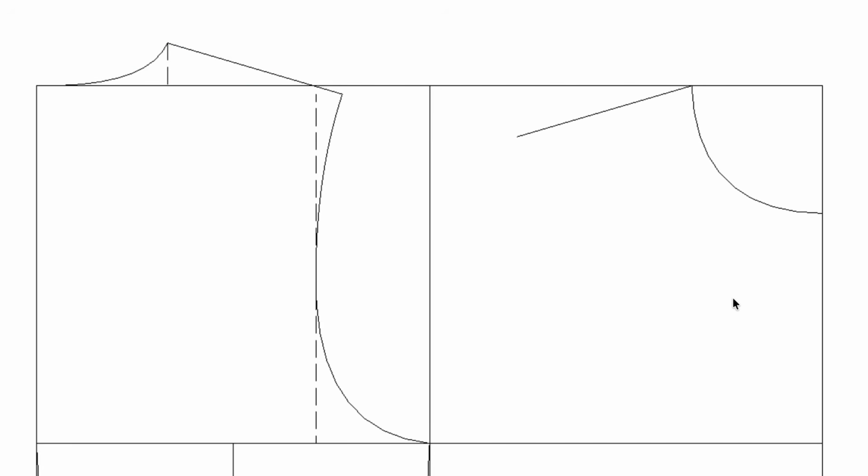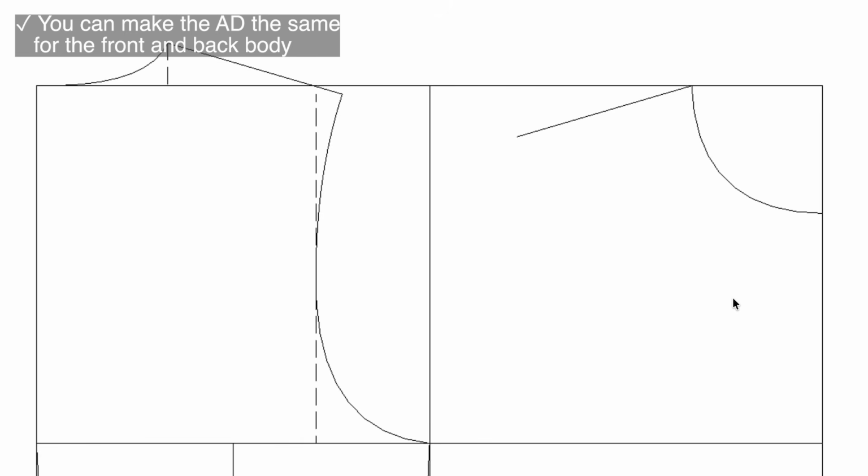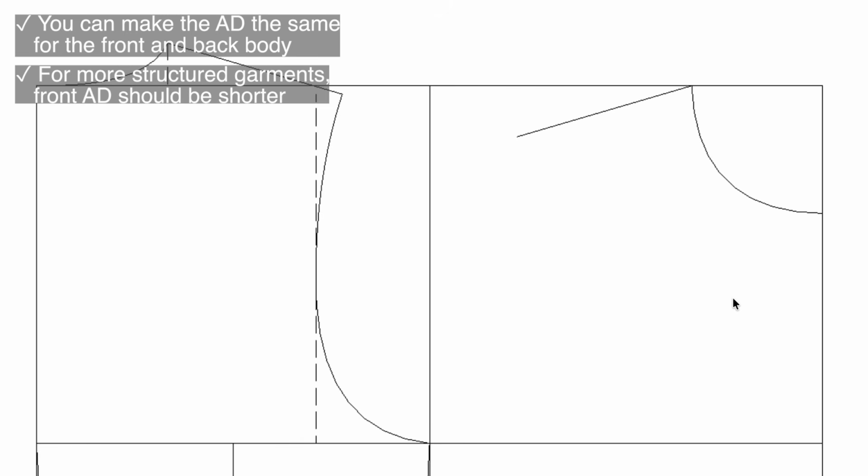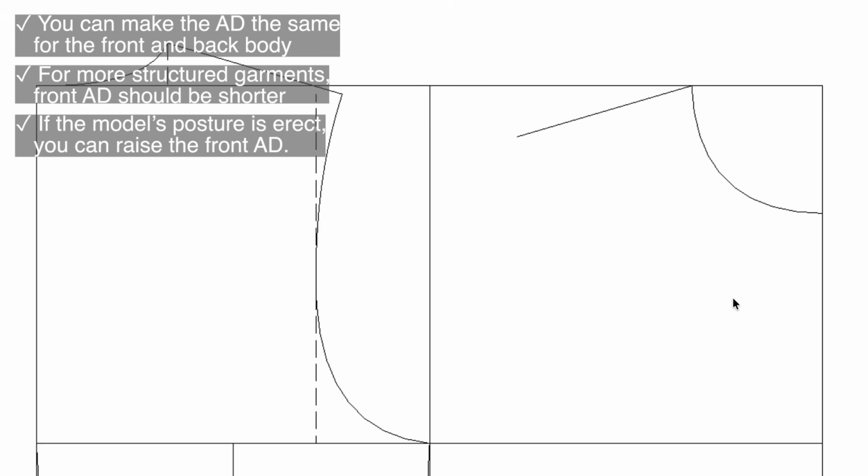I explained this in detail in one of my videos, but I can't recall the episode number. But anyway, the back armhole depth and the front armhole depth can be the same, but for a structured garment, the front armhole depth should be shorter. If the body posture is erect, then you can raise the front armhole depth.